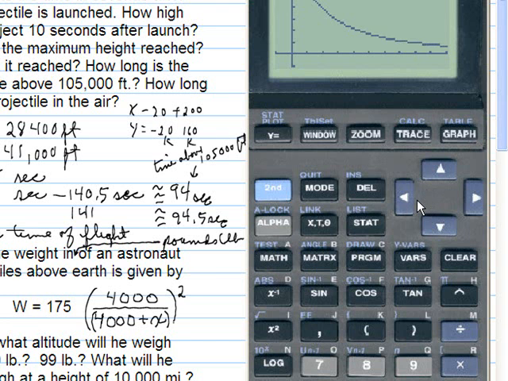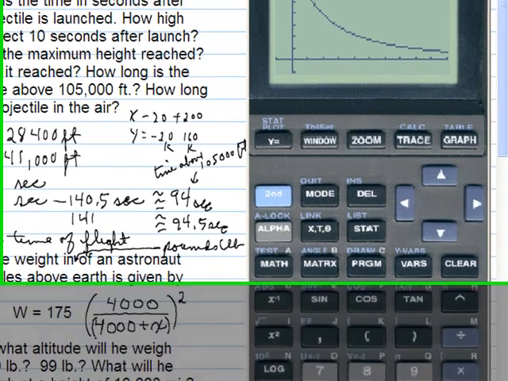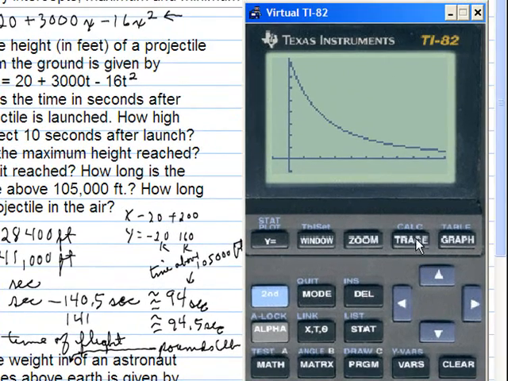Okay, first question says, at what altitude will he weigh 150 pounds? Now remember, the altitude is x, his weight is y. So I'm going to hit the tracer. Again, I got to get it activated. You don't have to do this. Yours will come up immediately. And I want him to weigh 150 pounds, and right now it says he only weighs 38.7 pounds. So we're way too high.